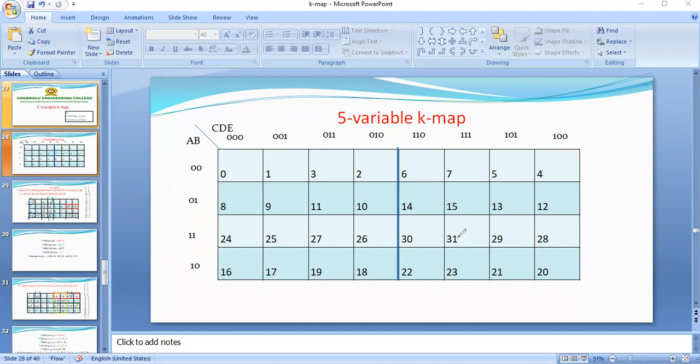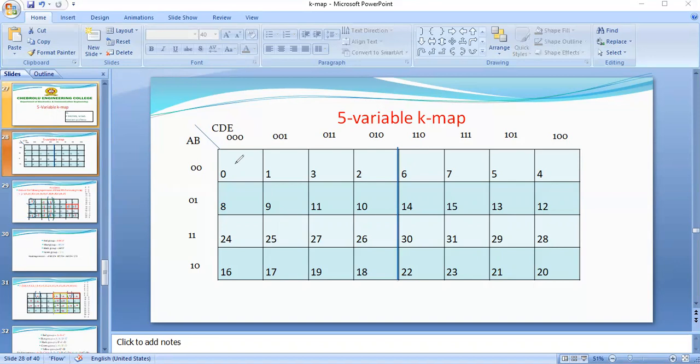After that, if I am considering a cell, what is the maximum number of possible adjacencies for the 5-variable K-map? For any cell we have, the maximum number of possible adjacencies is equal to 5, because we have 5 variables. So the maximum number of adjacencies is equal to the number of variables.